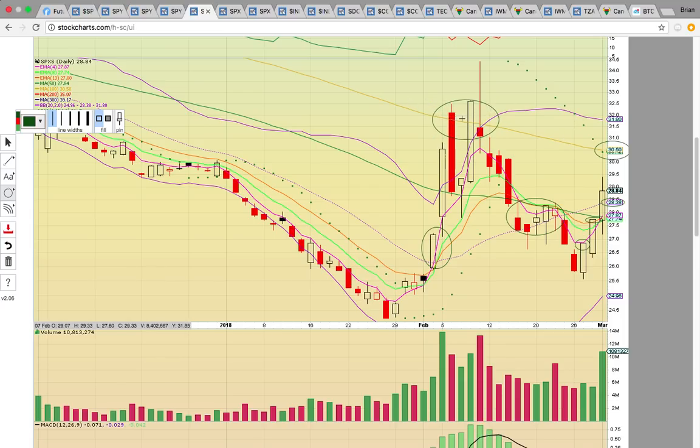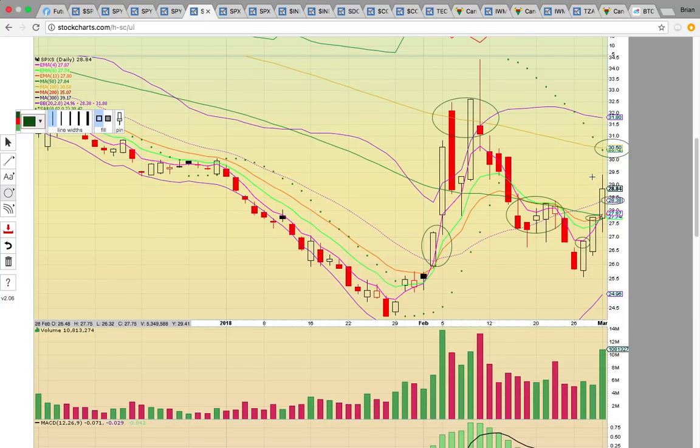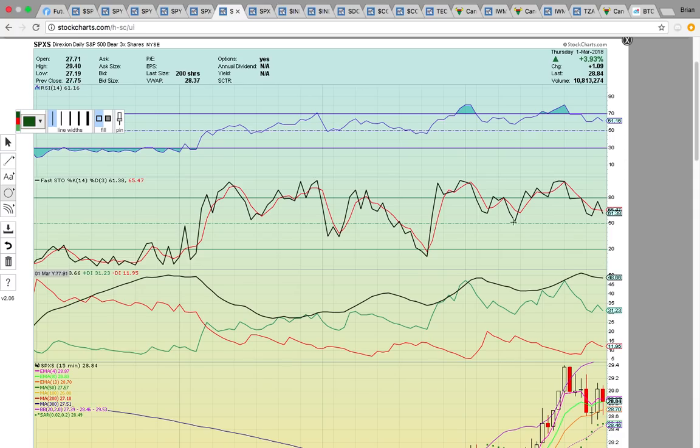break. You can see here it tried multiple times and failed. Once that level turns into support, that's when it could really break out higher. So this is a crucial level in the chart for SPXS. It has to hold that middle Bollinger Band to keep this uptrend going.